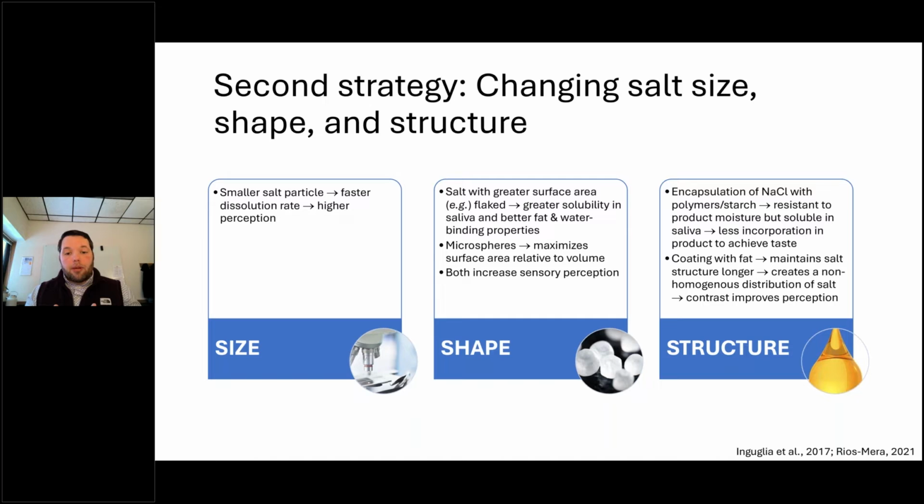If we can change the salt into microspheres and have a greater surface area of salt, that will also increase sensory perception. We can also change the structure, so we can encapsulate sodium chloride with polymers or with starch, where that is resistant to the moisture in the product but breaks down in saliva. We can also coat with fat. That maintains the salt structure and allows for more of a homogeneous or non-homogeneous distribution, so you get these salt pockets that generate more flavor. Again, if we do this, we can reduce the amount of salt we need to use, but we need to consider how that lack of salt could impact microbial safety.